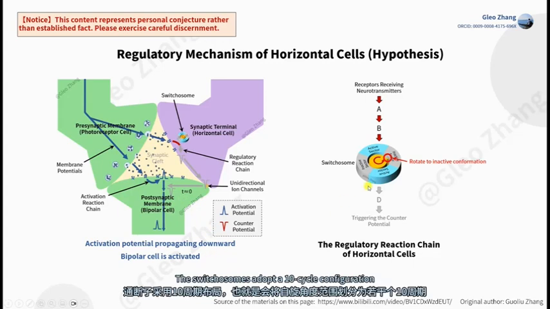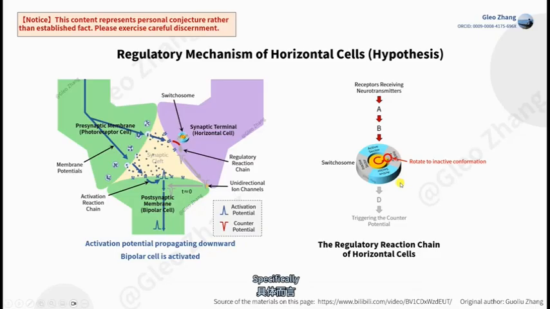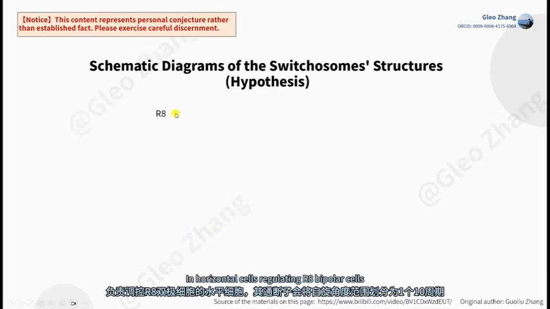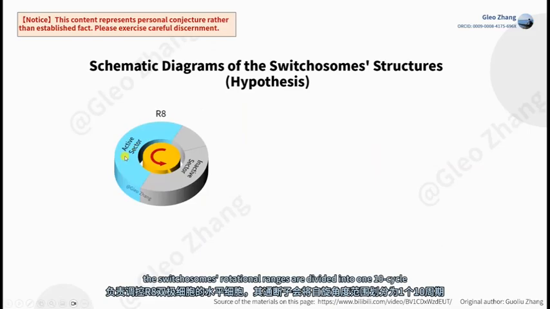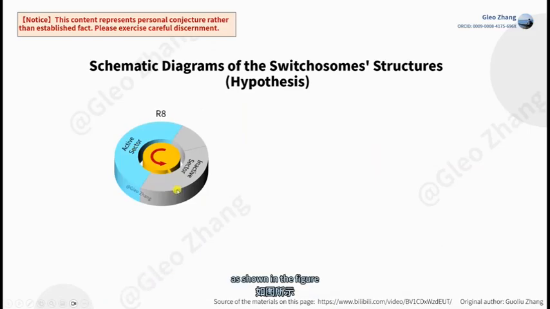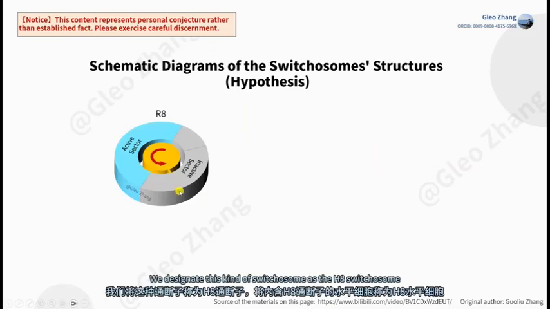The switchosomes adopt a 1-0 circle configuration, meaning their rotational angle ranges are divided into multiple 1-0 circles. Specifically, in horizontal cells regulating RA bipolar cells, the switchosomes' rotational ranges are divided into one 1-0 circle, as shown in the figure. We designate this kind of switchosome as the HA switchosome, and horizontal cells containing HA switchosomes as HA horizontal cells.